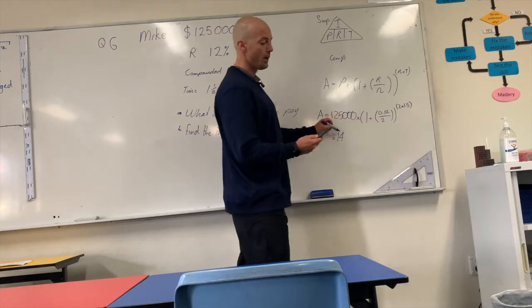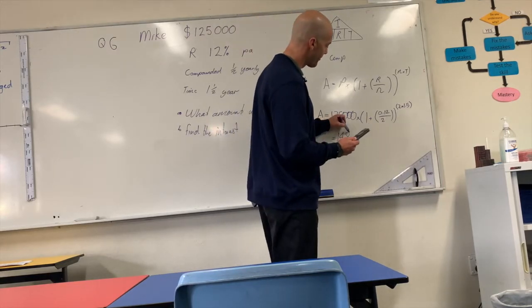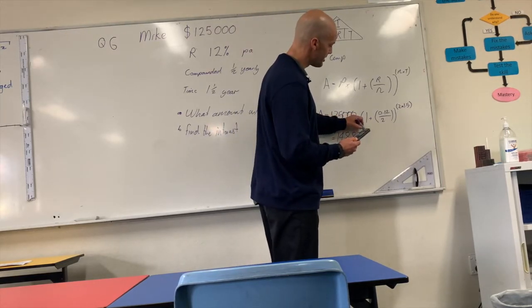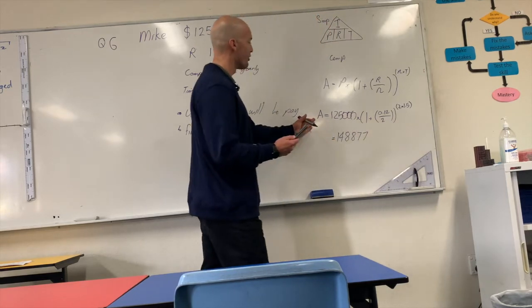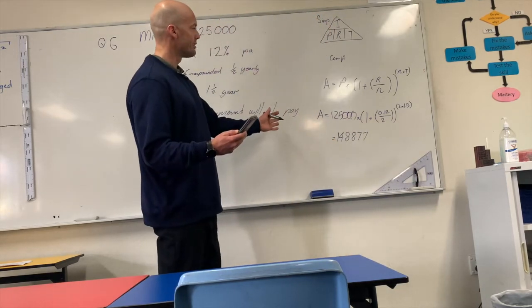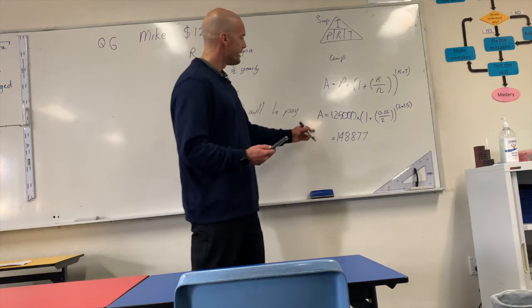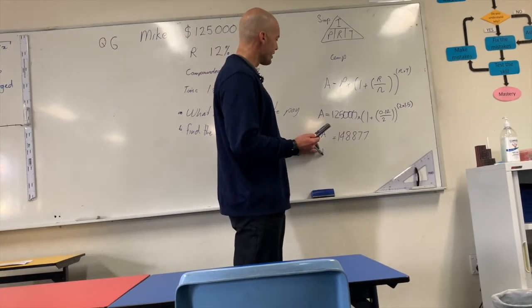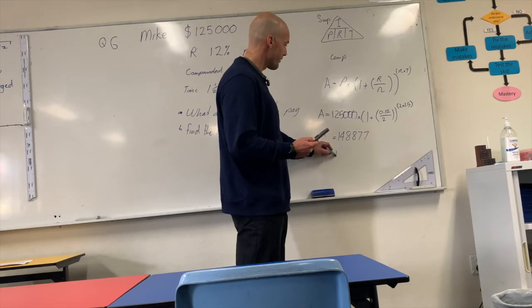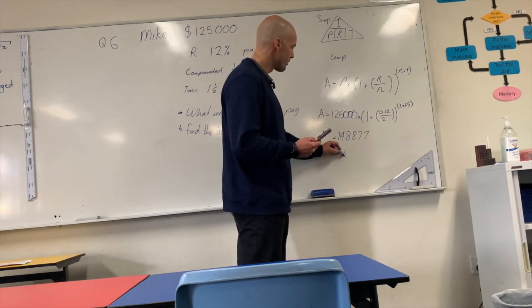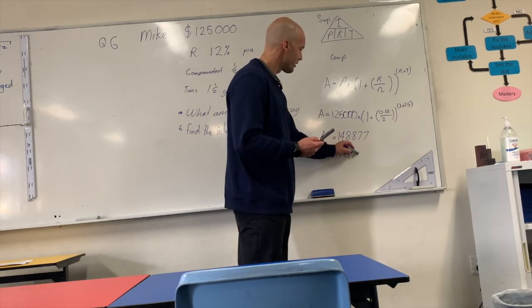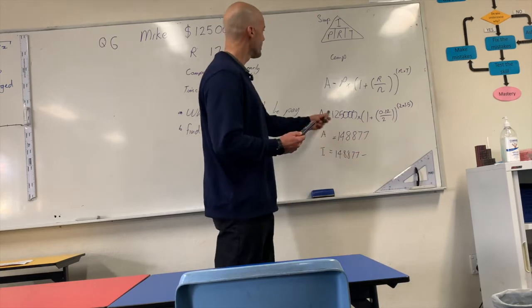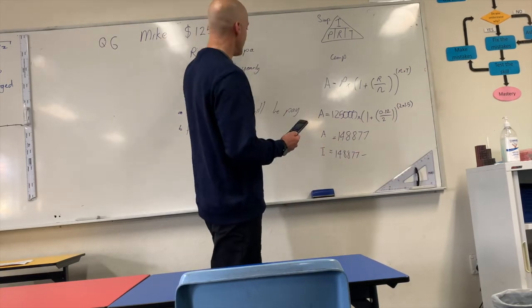The answer to that is $148,877. So that is the total amount. That includes the principal plus the interest. Now, if you want the interest only, you would just have that total amount and you would take away the principal.